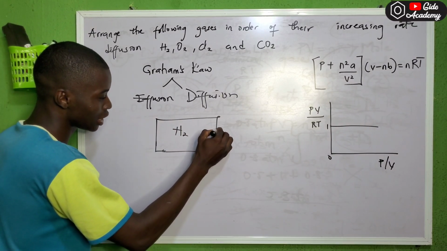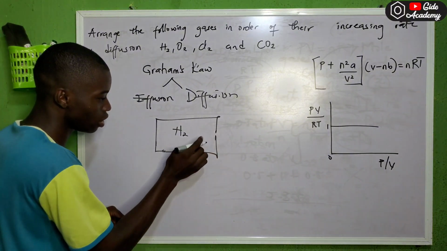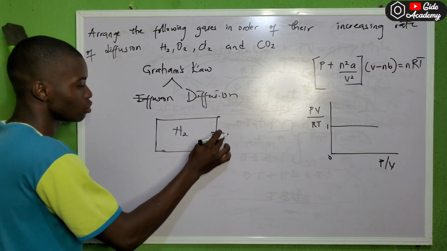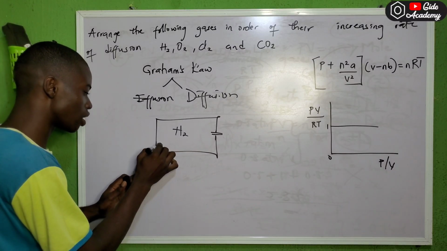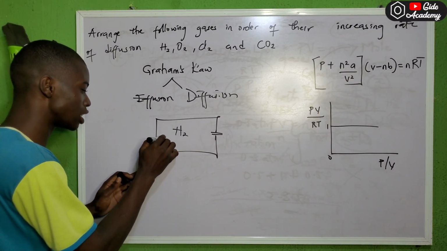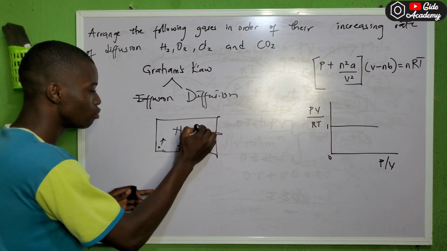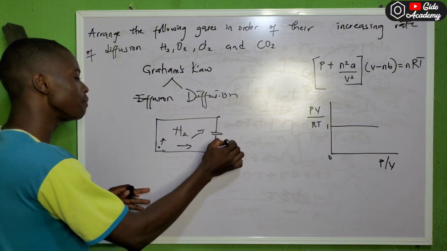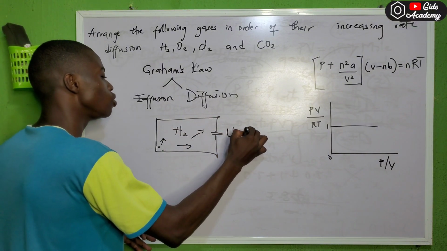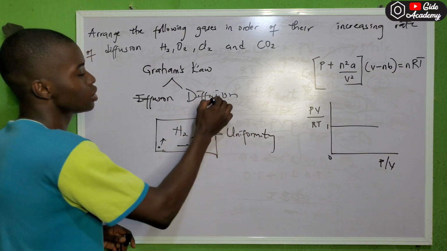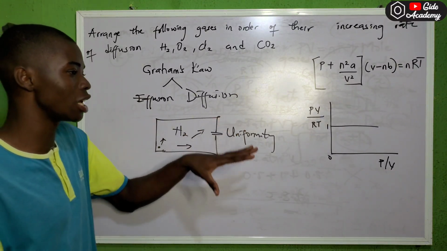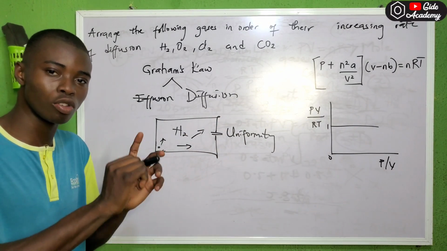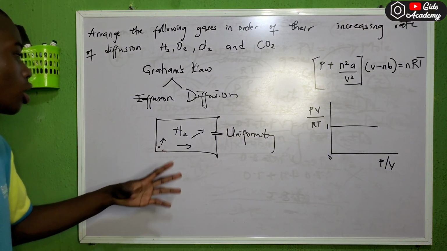If gases can escape, the process at which gases escape through this small hole, that's what we call what? Effusion. And then if someone pollutes this particular environment, the gases will be spreading, moving until it attains what we call uniformity. That's what we call what? Diffusion.